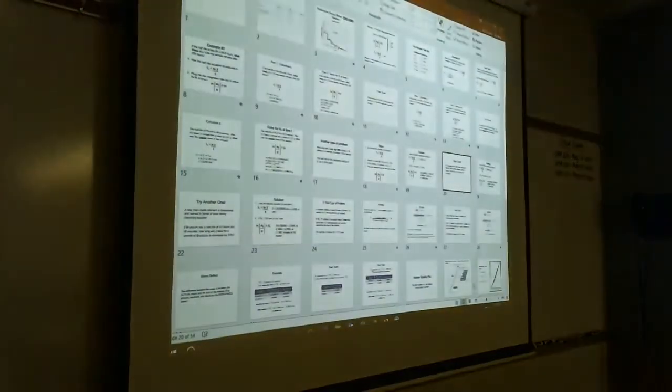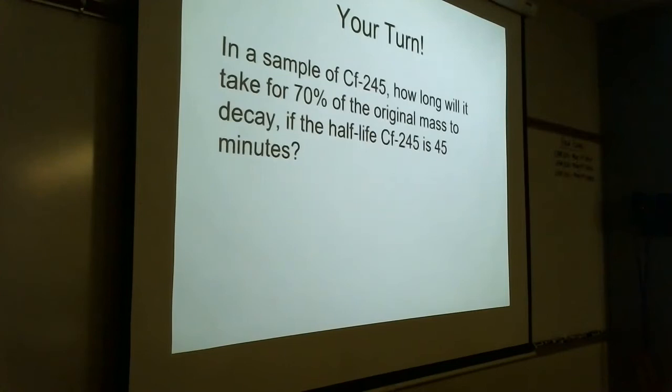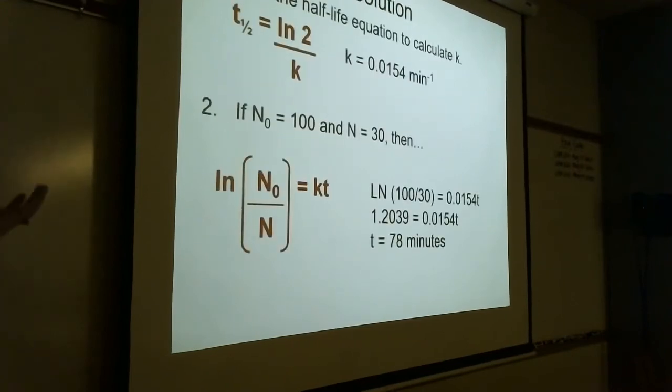All right, let's go over this one. Half-life is 45 minutes, so it's not going to take very long for 70% of it to go away, is it? 45-minute half-life. We're going to calculate K, and then we're going to solve for the time. I got 78 minutes. Did you? More than one half-life has gone by, right? We've made it past one half-life. We're at 70% gone. Any questions on how to do this one?